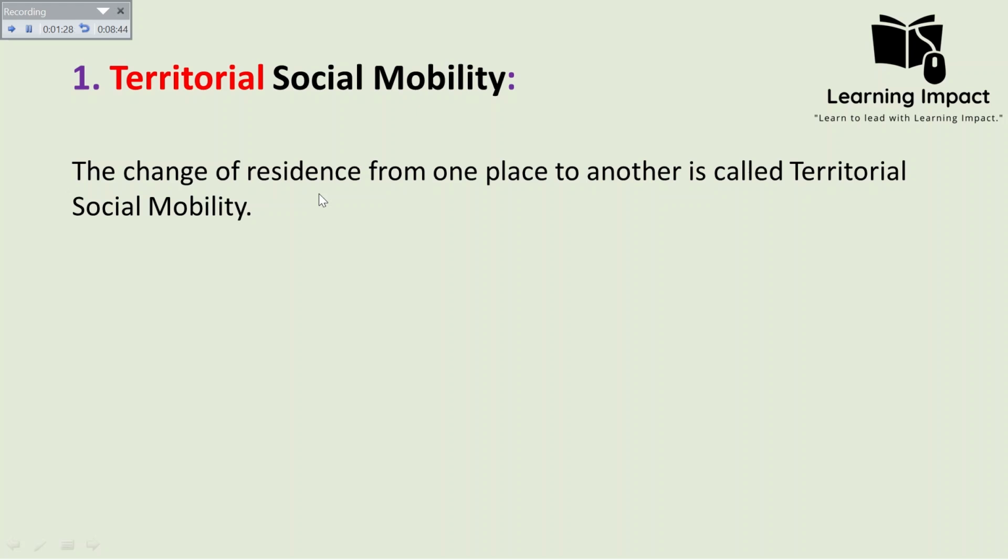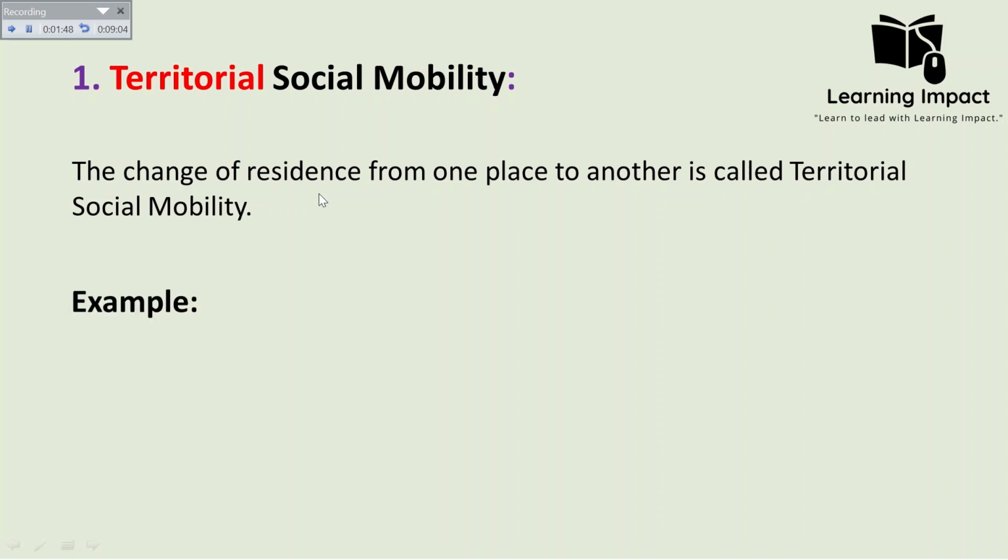So we can say that territorial social mobility isn't always about conflict or wars, but it is also a kind of social mobility that usually happens in our society under normal circumstances, like in the case of urbanization and modernization, where people move from rural to urban areas.